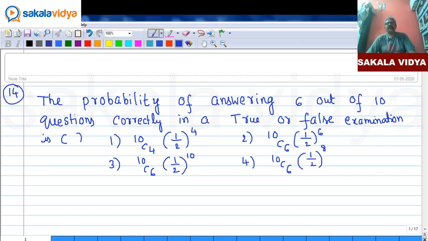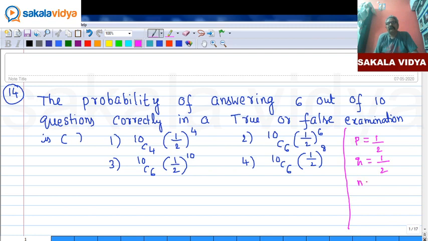So here, the probability of answering 6 out of 10 questions. Out of 10 questions means n is equal to 10. We need 6 correct answers. True or false means two possible outcomes, and out of these only one choice is correct. So the probability of getting a correct answer is 1 by 2, and the probability of getting a false answer is 1 by 2. P is 1 by 2, obviously q becomes 1 by 2 only.